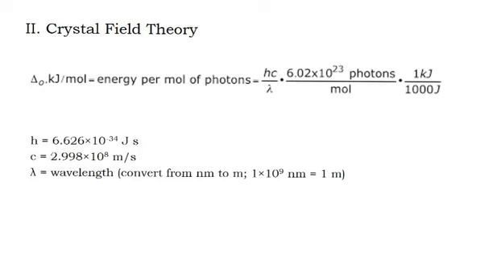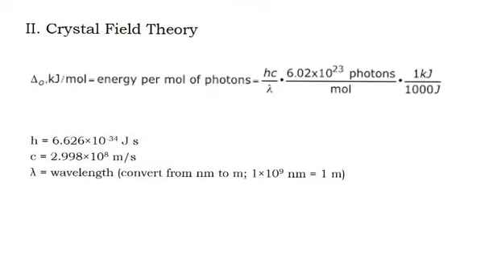This is the equation that is used to calculate the crystal field splitting energy, delta O, in kilojoules per mole. The crystal field splitting energy is equal to the energy of a mole of photons of whatever wavelength of light that corresponds to the lambda max for a given compound. And it's calculated by multiplying hc over lambda, and I'll explain those terms in a second, times Avogadro's number, 6.02 times 10 to the 23rd photons in a mole, and then converting from joules to kilojoules by dividing by 1,000.